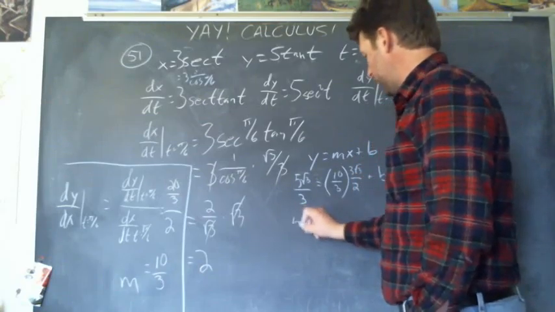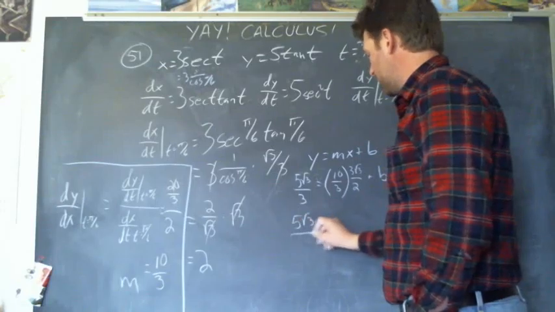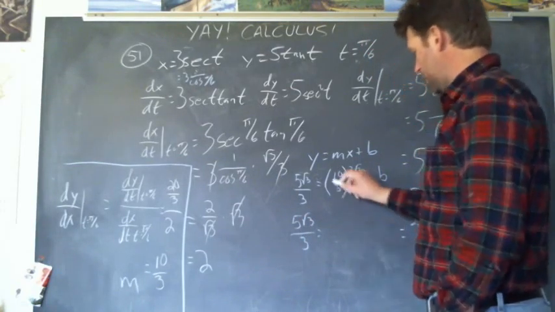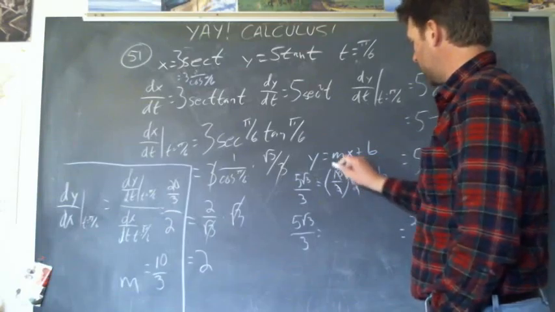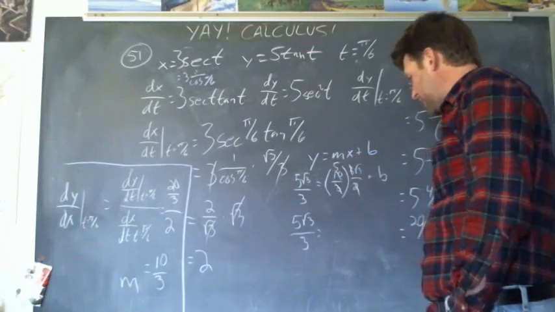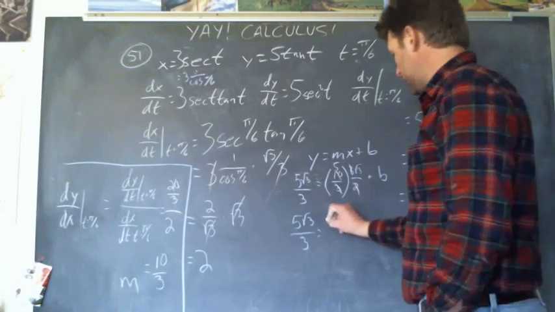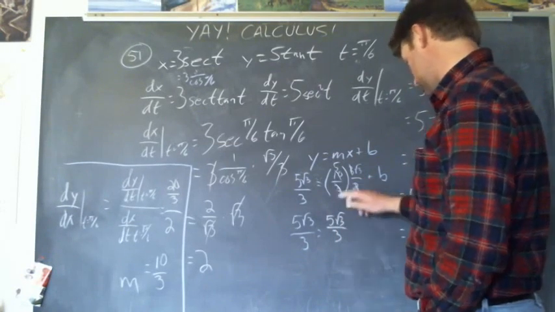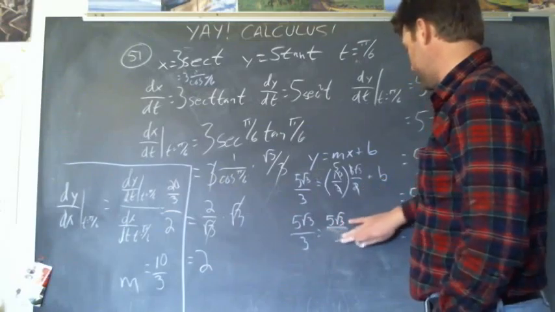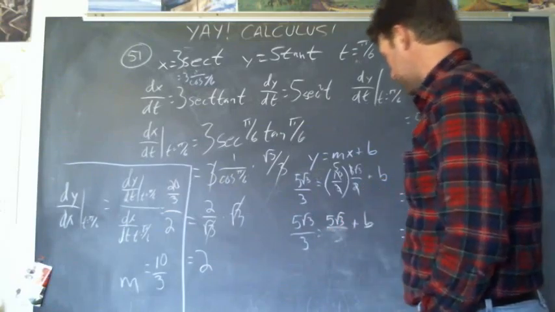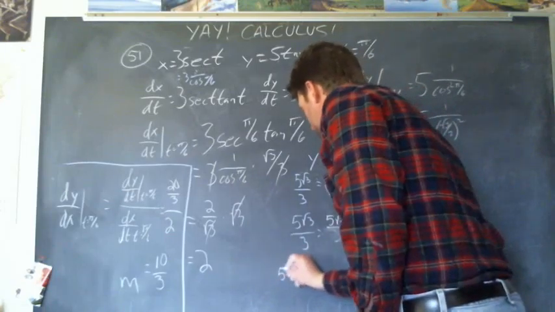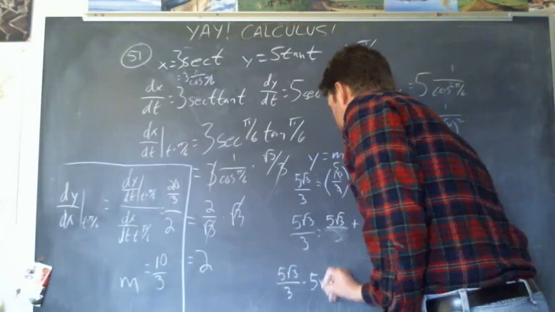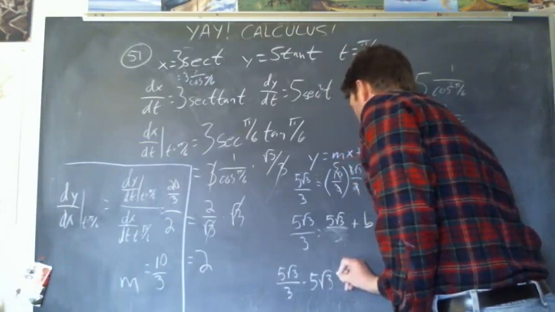Alright. So we have 5 radical 3 over 3 equals, and let's see, this 3 and this 3 can cancel. This 2 and then 10 make 5. That's another 5 radical 3. Oh no, there is no 3 down there. Just 5 radical 3 plus b. So we'll wind up with 5 radical 3 over 3 minus 5 radical 3 equals b.